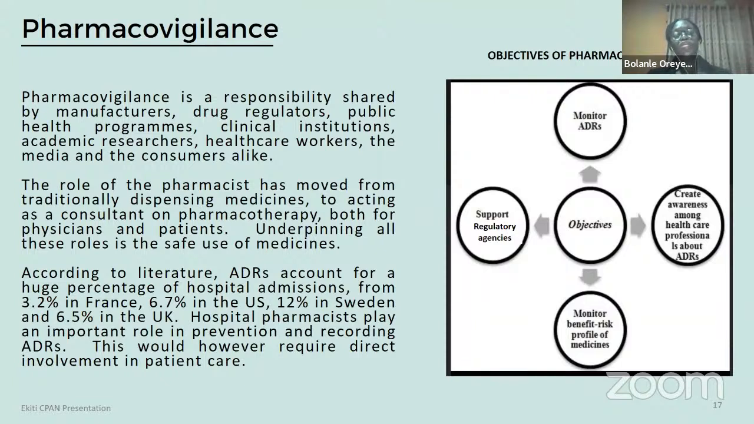According to literature, ADRs account for a huge percentage of hospital admissions, from 3.2% in France, 6.7% in the US, 12% in Sweden, and 6.5% in the UK. Hospital pharmacists play an important role in prevention and recording of ADRs. This would, however, require direct involvement in patient care. And that is where pharmacists come in.